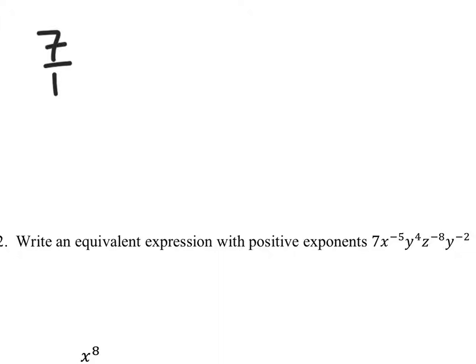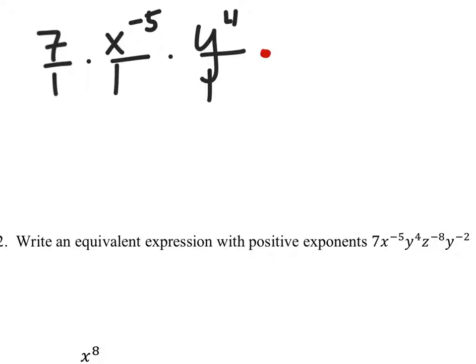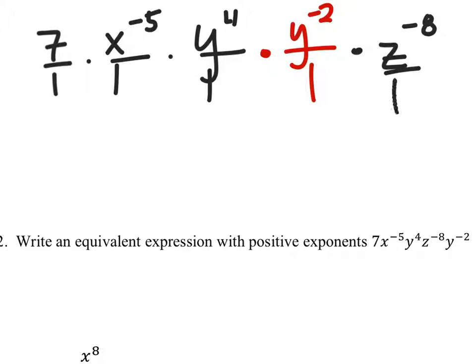So on the next one, times x to the power of negative 5 over 1 times y to the power of 4 over 1. And this is where we use that. I would move the y's next to each other like this, and then the z is on the tail end of this, like that. So this allows us to combine the y's right now instead of reciprocating and then seeing what happens.